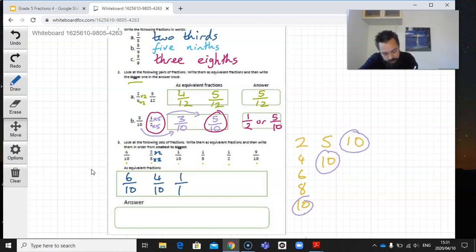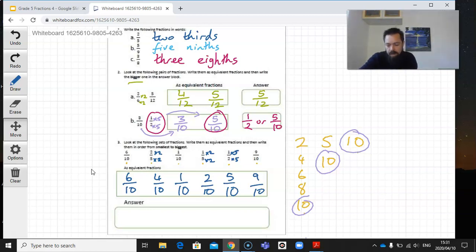Next one stays the same. It's already tenths. This one I'm going to have to times by 2 again. I get to 2 over 10. This one, if I times it by 5, I can get it over 10, and this one's already tenths. It stays the same.